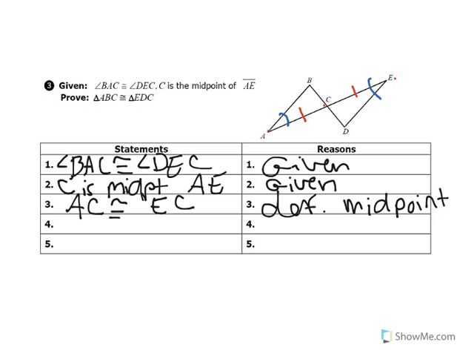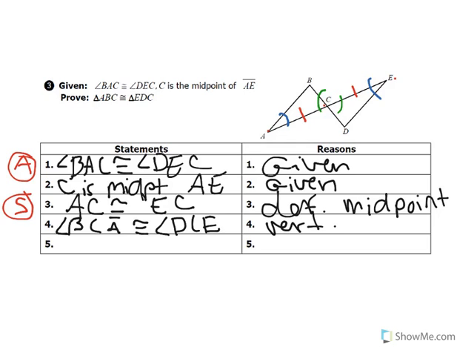So that gives us a side. And then we have an angle given to us up here. So we need one more angle to be able to use angle side angle. What I see in the picture is vertical angles. So I'm going to say that angle BCA is congruent to angle DCE because they're vertical angles. And that gives me another angle.